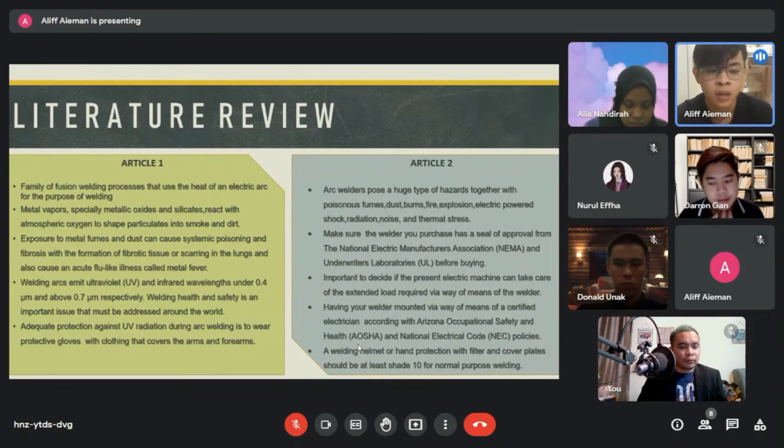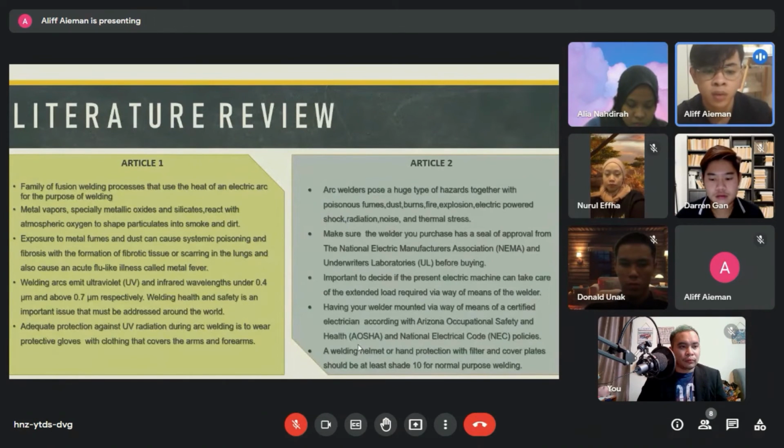Welding arcs emit ultraviolet or UV and infrared wavelengths under 0.4 and above 0.7 micrometers, respectively. Welding health and safety is an important issue that must be addressed around the world. Adequate protection against UV radiation from welding is to wear protective gloves with clothing that covers the arms and forearms.